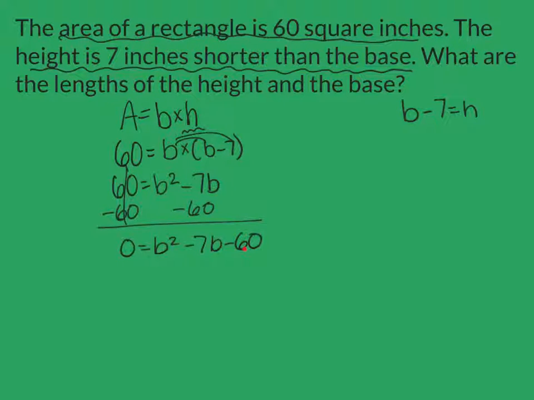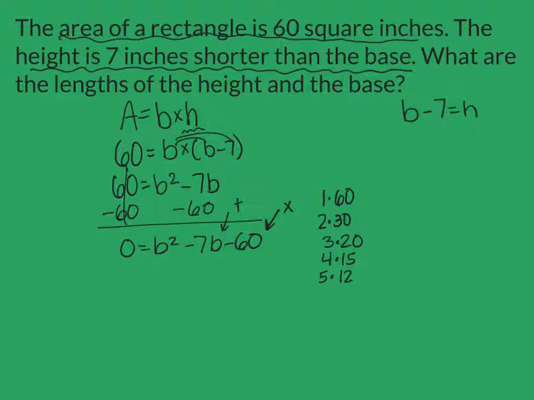So in that flowchart, the first question, is there a common factor in all 3? No. Is the number next to the b squared a 1? Yes. So to factor this, I'm going to look to see what multiplies to 60 and adds to negative 7, or multiplies to negative 60. So some options, 1 times 60, nope, that couldn't add to negative 7. 2 times 30, no, that doesn't add to negative 7. 3 times 20, no. 4 times 15, no.